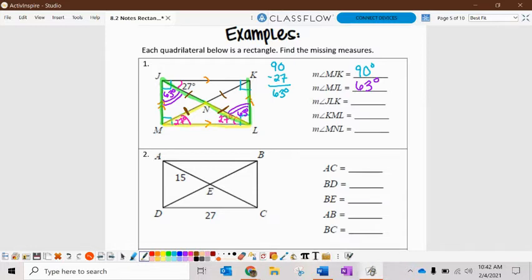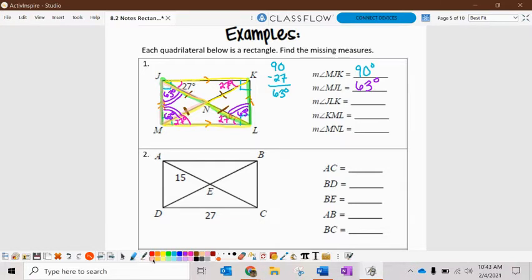Okay, and while we're figuring that out, if we looked at that top triangle, that's also an isosceles triangle, and so its base angles would be congruent, so that would also be 27 degrees. Okay, similarly, if we want to focus on the triangles on the side, if we looked at these side triangles, those are isosceles triangles, which means their base angles would be congruent. So this would also be 63 degrees.